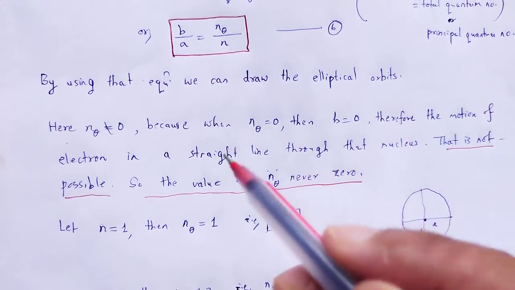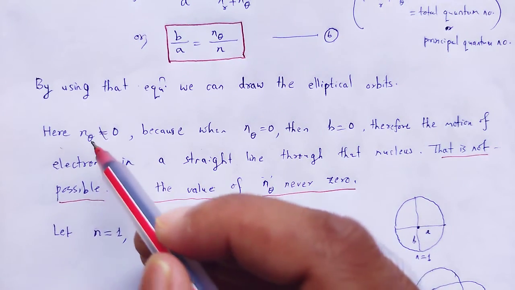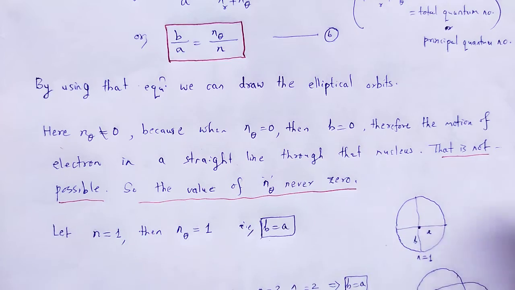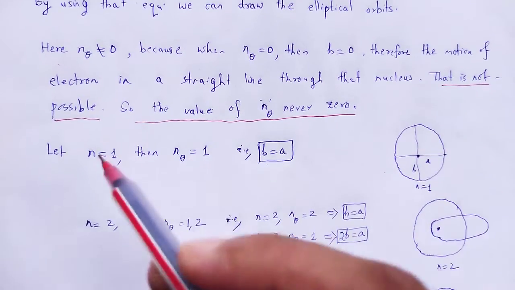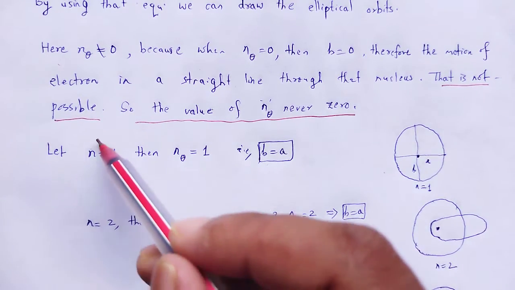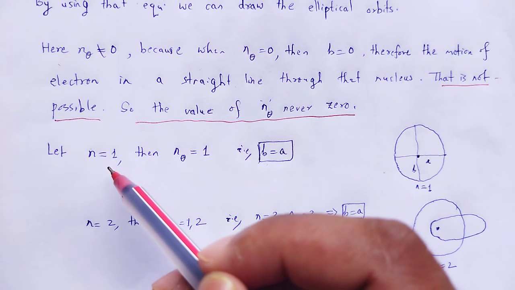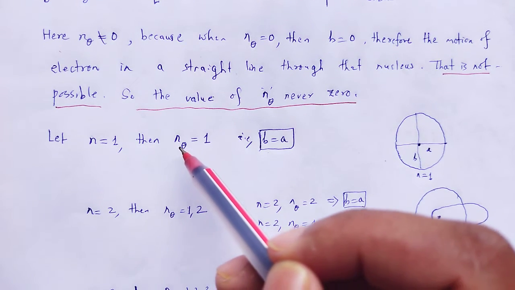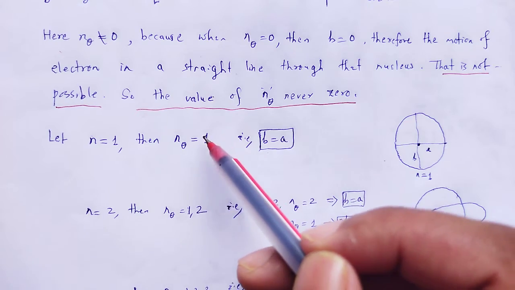When we start the value of the azimuthal quantum number, we start it from 1. Then if n is equal to 1, the principal quantum number is equal to 1. Therefore the azimuthal quantum number starts from 1.